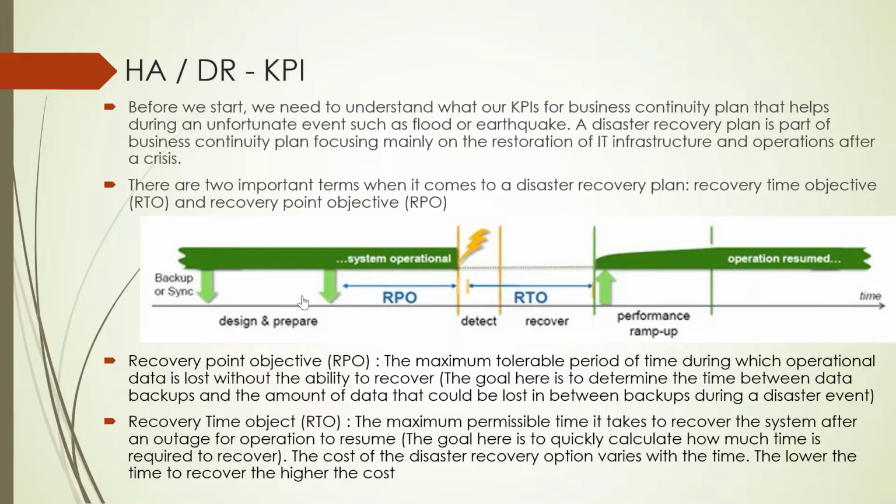DR KPIs have two parts, RPO and the RTO. This RPO and the RTO decide the SLA for the DR. So what is that RPO and the RTO? RPO means recovery point objective. I'll explain in my own language: recovery point objective means how much data loss the business can bear.